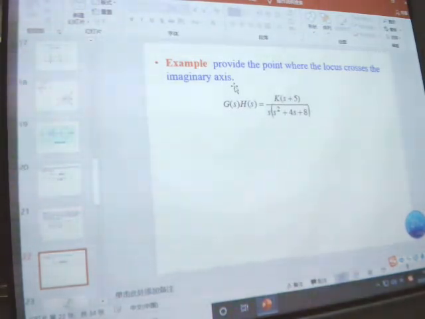G(j omega), H(j omega). Here only this part, and we write 1 plus GsHs. This is the characteristic equation.